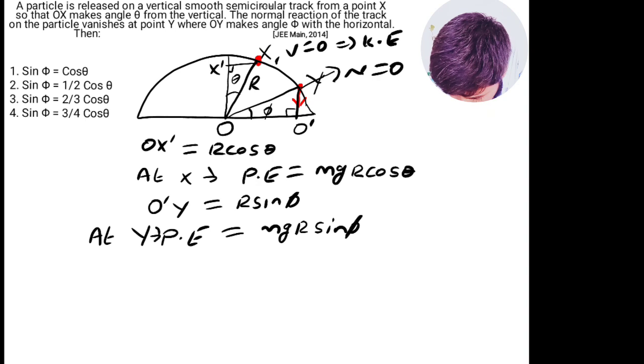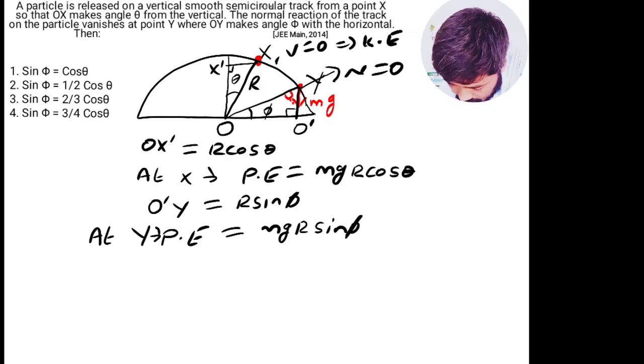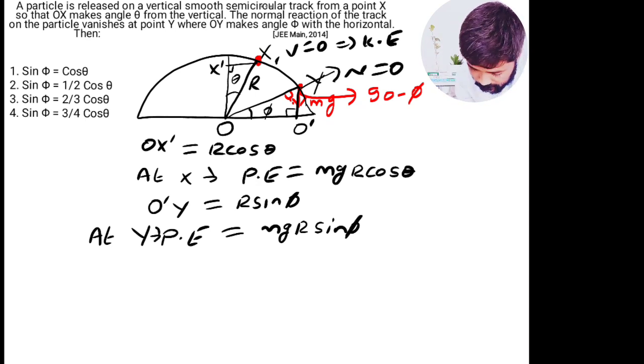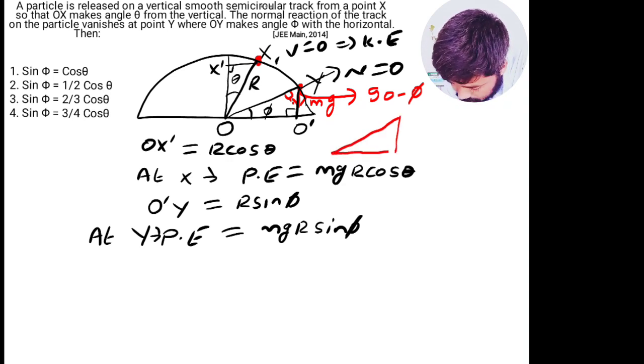Now see here, mg, the weight, will be acting vertically downward. If you draw a projection here, this angle is phi, so this angle will be 90 minus phi. I'll draw that triangle here, since maybe it's difficult for you to visualize that. Since this angle is phi, this will be 90 minus phi.